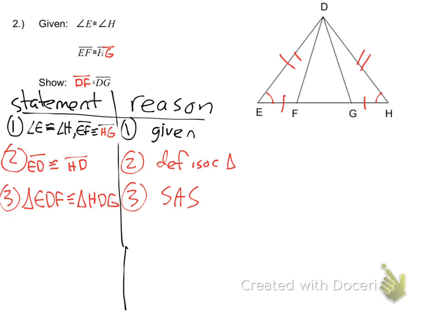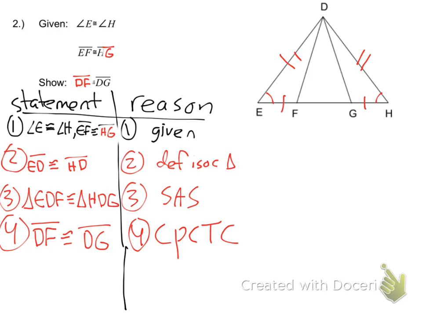This allows me to show, without even having the triangles there anymore, what sides are corresponding and what sides are congruent. And even angles. We know that E is congruent to H, D is congruent to D, F is congruent to G. Now, in step 4, if we know two triangles are congruent, that means anything about them is congruent because of what again? CPCTC. Done.